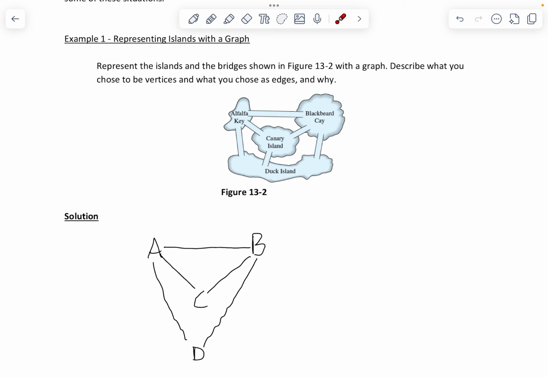All right. Canary Island has a bridge to Alpha Alpha Key, which we've already drawn in, a bridge to Blackbird Cay, which we've already drawn in, and another bridge to Duck Island, which we will draw in right here. And then Duck Island has a bridge to Alpha Alpha Key, which we have here, Canary Island, which we have here, and Blackbird Cay, which we have right here. So this is our graph representing this set of islands and bridges over here.